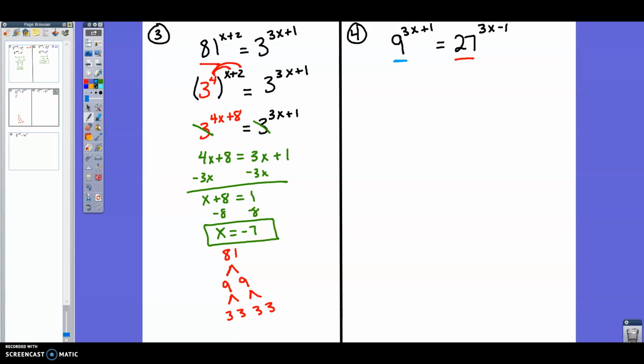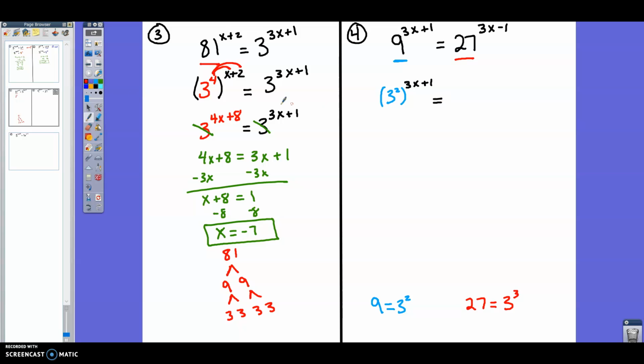So if we think about breaking down both 9 and 27, they both have a factor of 3 in there, because 9 can be rewritten as 3 squared, because 3 times 3 is 9. And then 27 can be rewritten as 3 to the third, because 3 times 3 times 3 is 27. So we're going to change those two. So the 9 becomes 3 squared, and we still have that 3x plus 1 power.